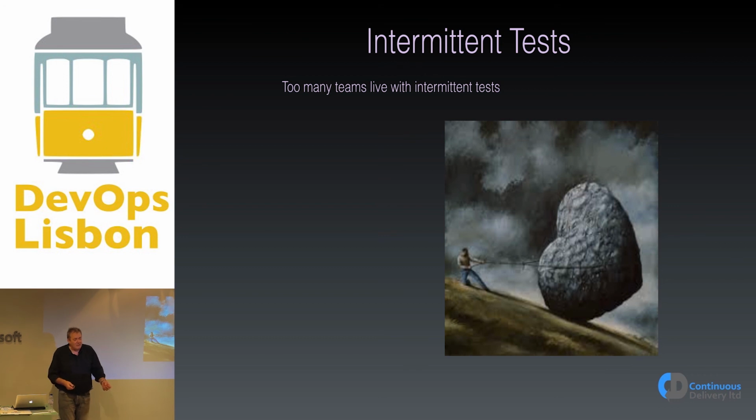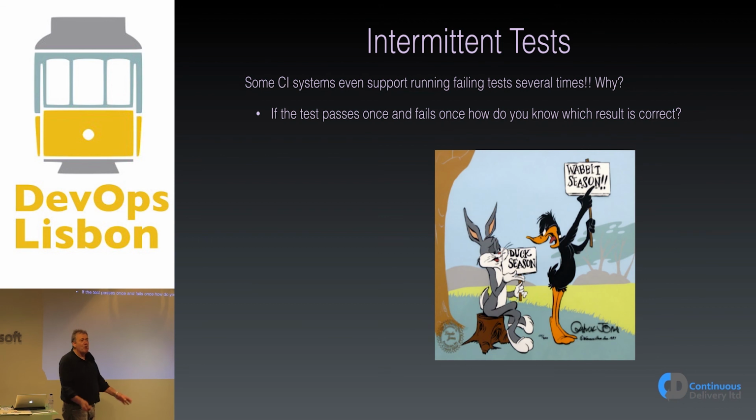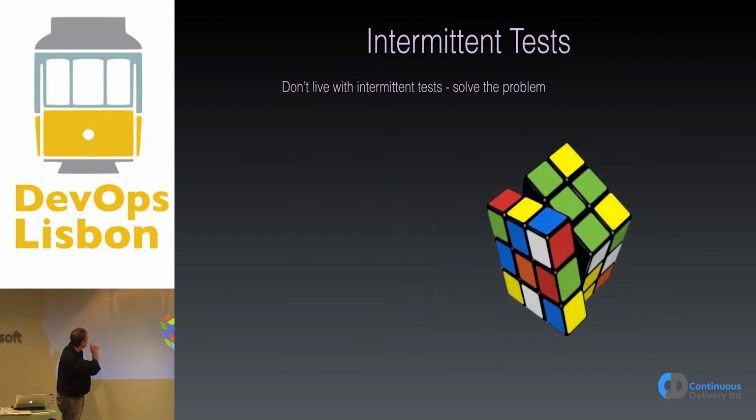If a test fails, that's it. End of game. Throw it out of the pipeline. Go back to the start of the pipeline and start again. Commit a change that makes it work. If the test is flaky, fix the flaky test. That's much easier said than done. But that's the point I just made: don't live with intermittent tests, solve the problem.